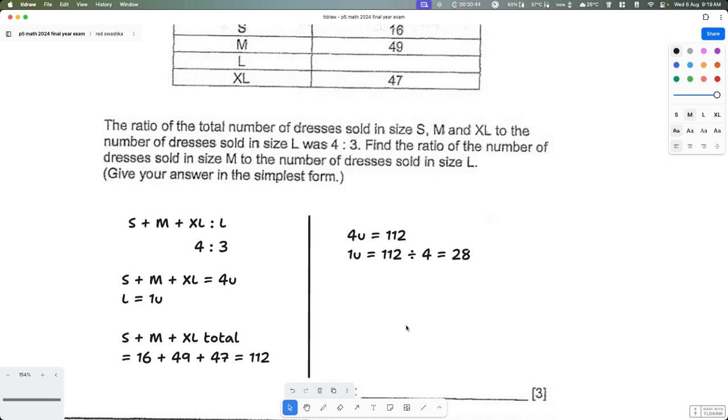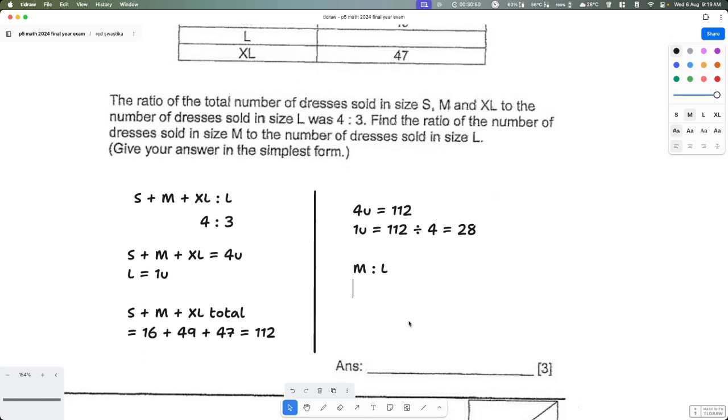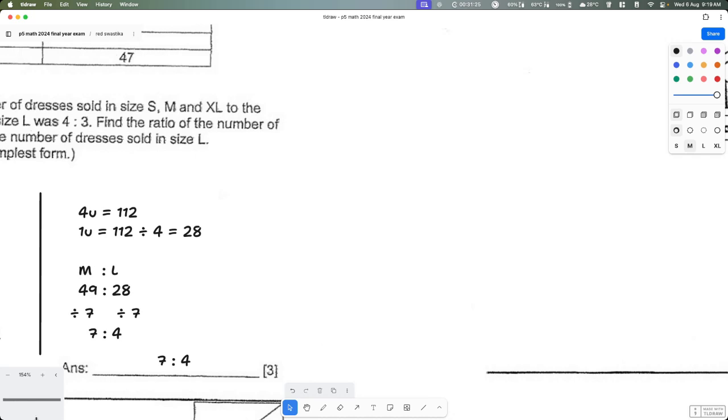So now we want to get M is to L. M is 49, and L is 28. We can divide both by 7. 49 divided by 7 is 7, and 28 divided by 7 is 4. So the answer to this is 7 is to 4. There you go, 7 is to 4. All right, let's move on to the next question.